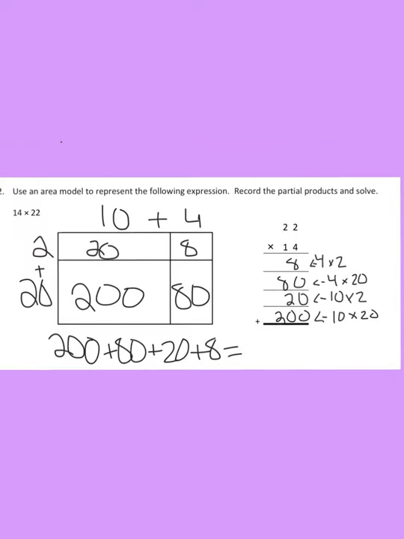Now we can add up all of our partial products. So we have 8 goes all the way through. We have 8, 9, 10. We'll put a 0 here and bring over this 1. And we'll have 3. So we got 308, which again is the same answer from our area model.